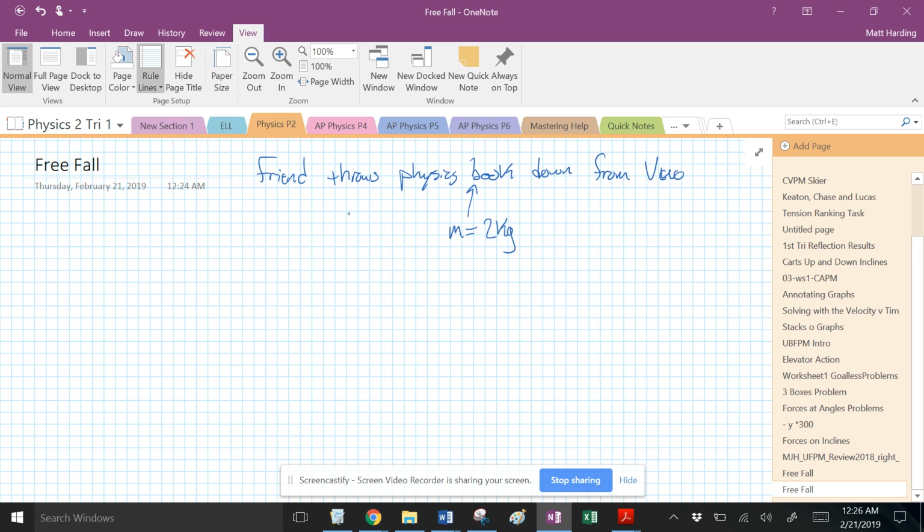Let's say the book has a mass of 2 kilograms. Let's say they throw it down with a speed of 10 meters per second. So that's going to be a velocity of negative 10 meters per second. That's how fast it's going when it leaves your hand. Let's change that. Let's make that negative 5 meters per second is how fast they throw it.